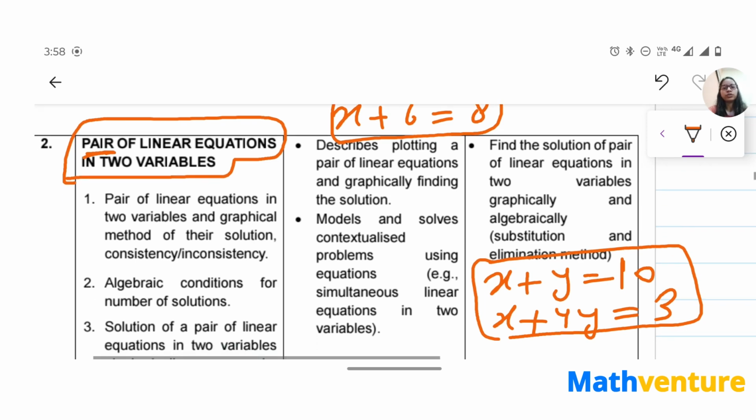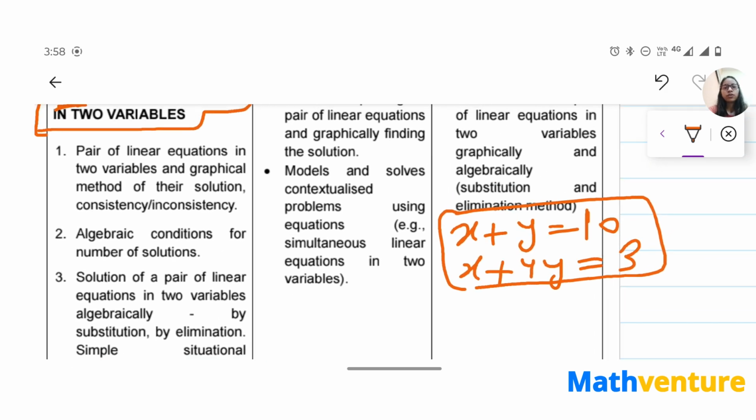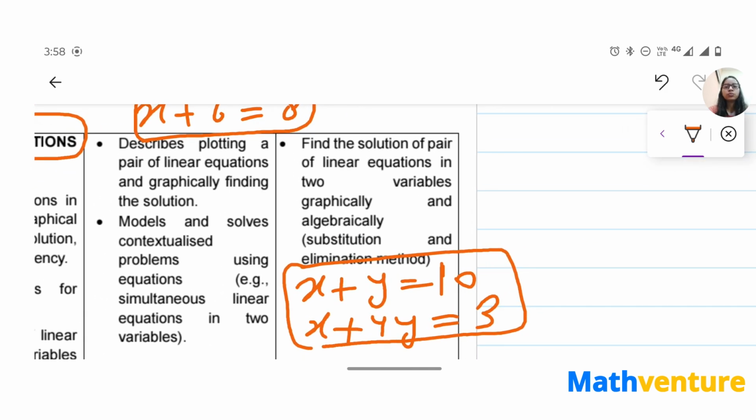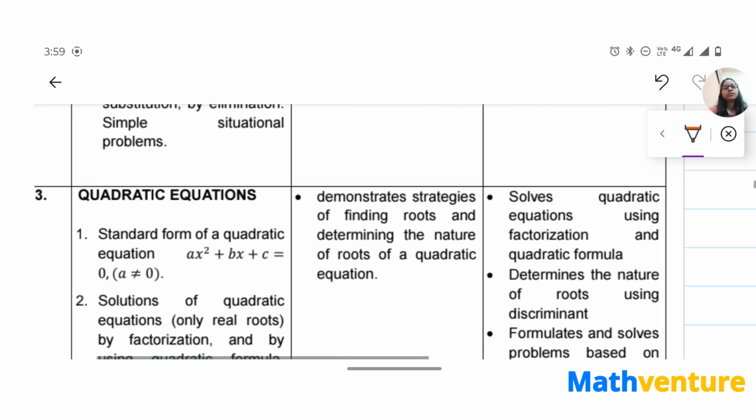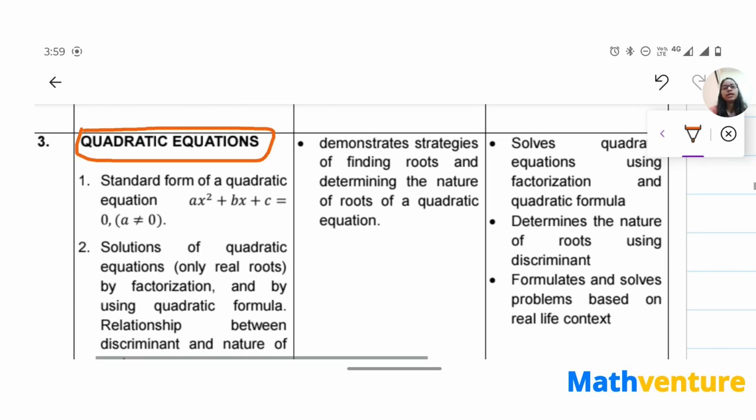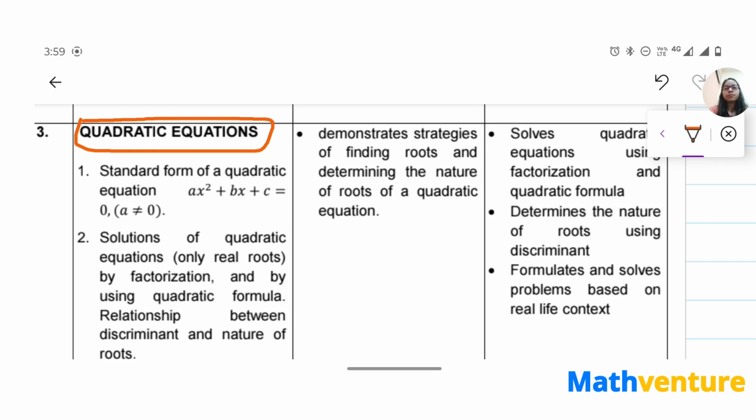Then, to solve these equations, there are 2 methods. One is graphical, another is algebraic, and under the algebraic method there are 2 methods, substitution and elimination. You have done all these methods earlier, but here we will see them by name. Next comes quadratic equations, the third chapter under this unit, which is very similar to polynomials but with different names. There we say zeros, here we say roots.